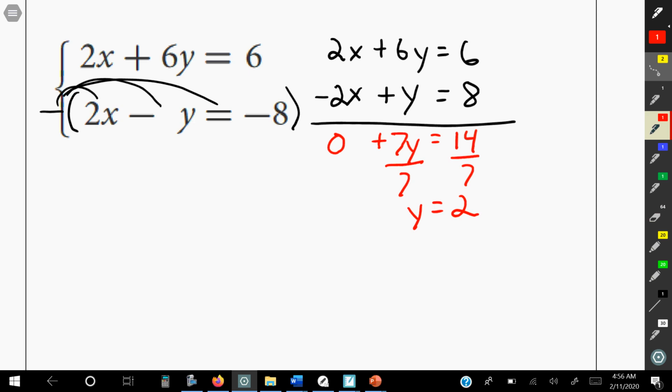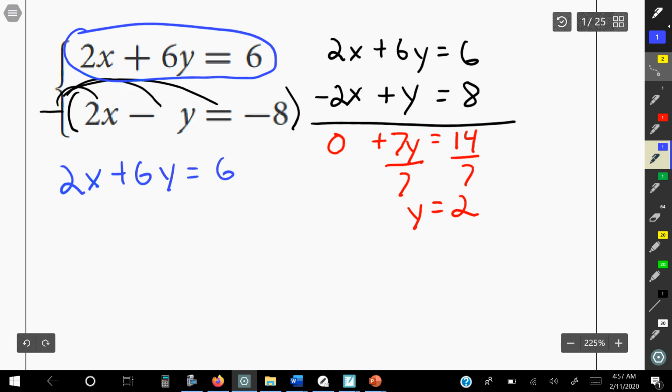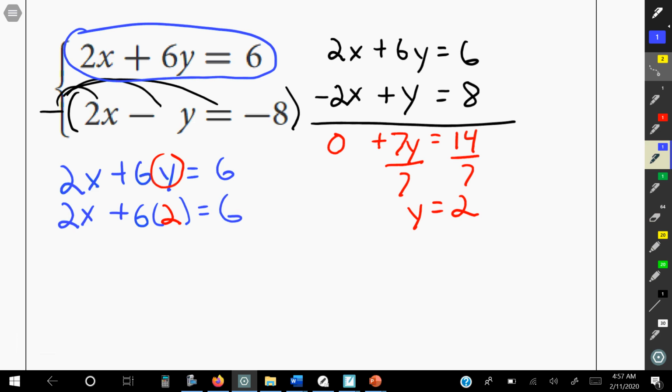All right. Now I'm going to take this 2, and I can plug it into any one of these equations. I'm just going to happen to pick the top one here. So I'm going to take the 2x plus 6y is equal to 6. And I'm going to replace the y right here with 2. So that's going to be 2x plus 6 times 2 is equal to 6. All right, now I got 6 times 2, which is 12.